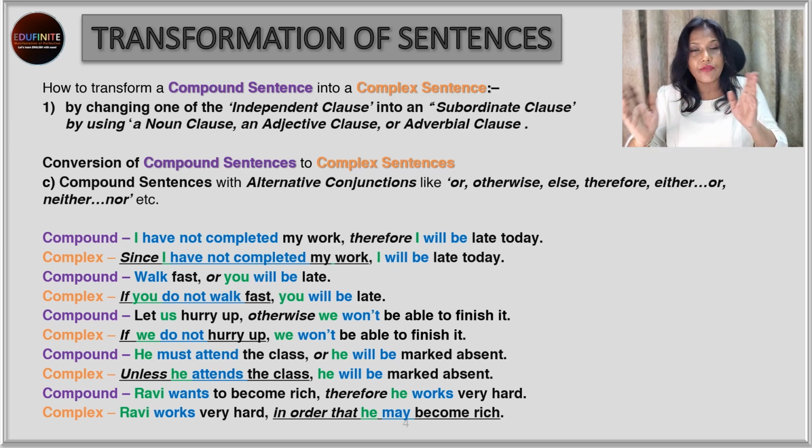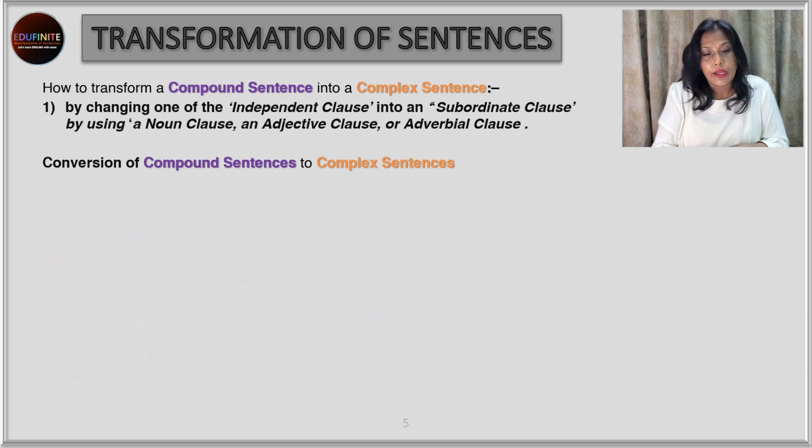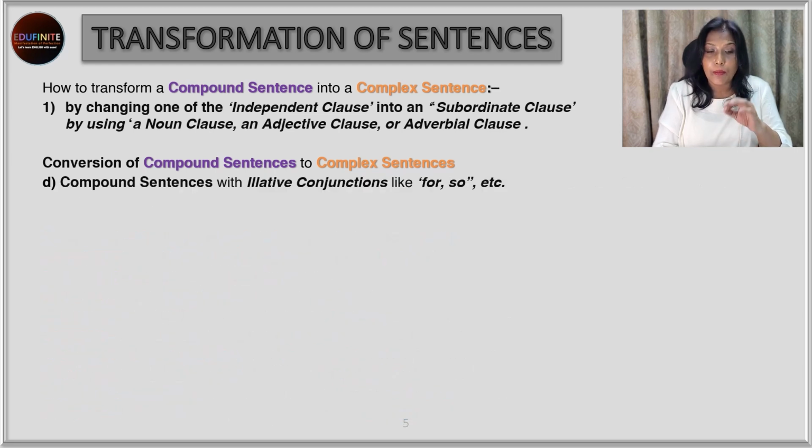So we have just reversed the place of the first independent clause and we've turned that into a subordinate clause and used it after the independent clause. Ravi works very hard. Now, the last type of compound sentence with relative conjunction like for, so, etc. Now, how do we convert it into a complex sentence? Let's look into some of the examples.